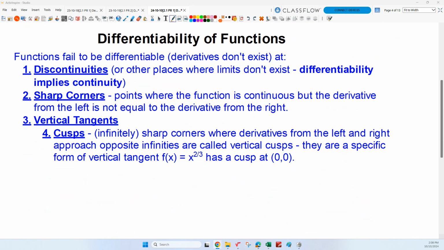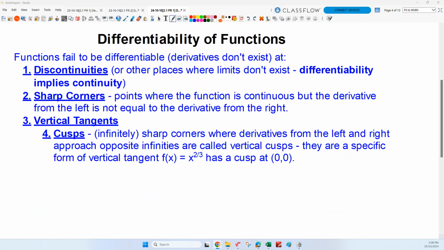Okay, let's talk about the differentiability of functions. There are three kinds of places where functions fail to be differentiable, where derivatives do not exist. They don't exist at discontinuities in the function. So if a function is discontinuous someplace, it automatically does not have a derivative there. At discontinuities or other places where limits don't exist. Okay, so differentiability implies continuity. Sharp corners. This is a weird one. We'll look at an example. Any place where there's a sharp corner in a function, the derivative does not exist there. Okay, that's a weird one. Like I say, it's strange.